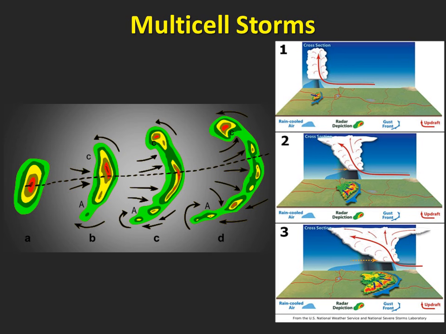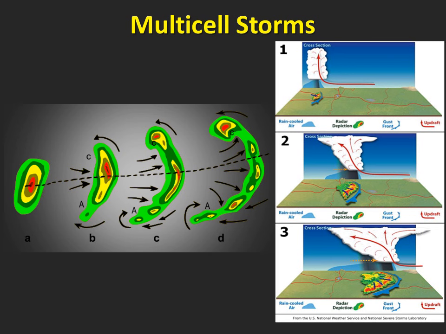On the extreme end of the multicell spectrum are derechos. Derechos are essentially squall lines that produce widespread, significant wind damage. These systems often contain bow echoes or areas of enhanced severe winds within the greater complex.